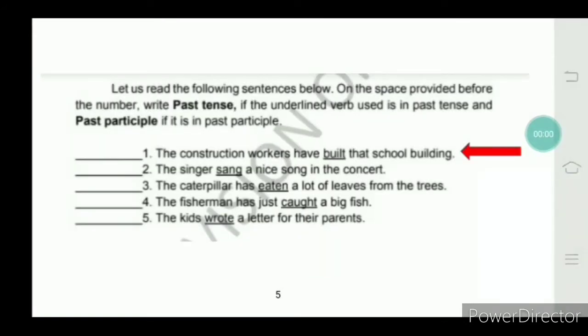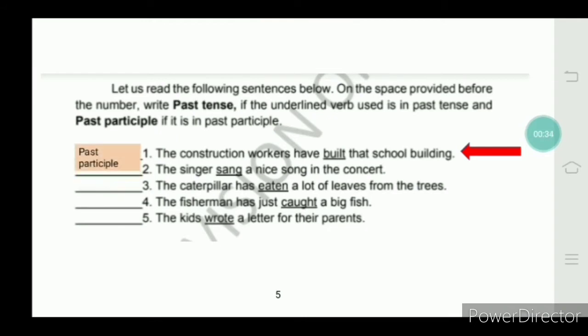Malinaw po yan. Let us test if you already understand me while discussing earlier. On page 5 of your module 3, let us read the following sentence below. On the space provided before the number, write past tense if the underlined verb used is in past tense and past participle if it is in past participle. We have number 1. The construction workers have built that school building. What do you think is the answer?